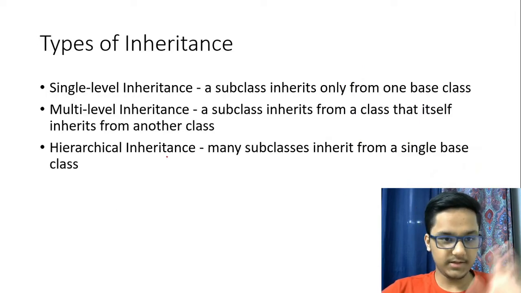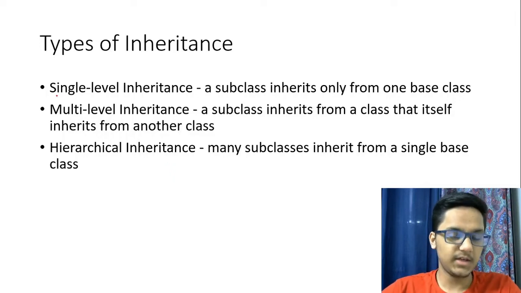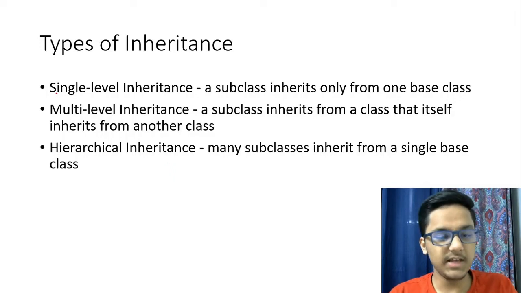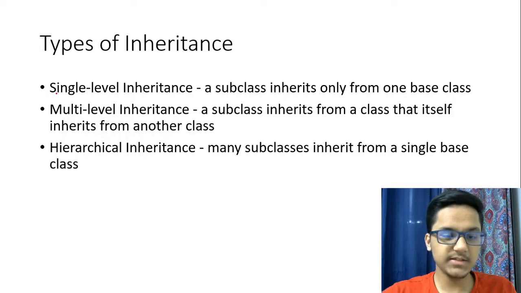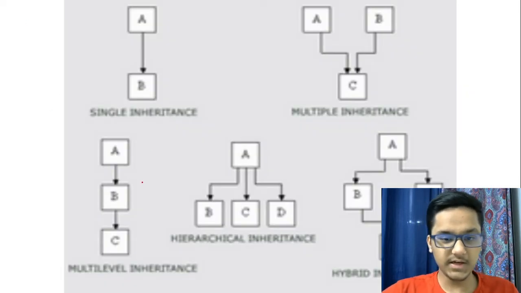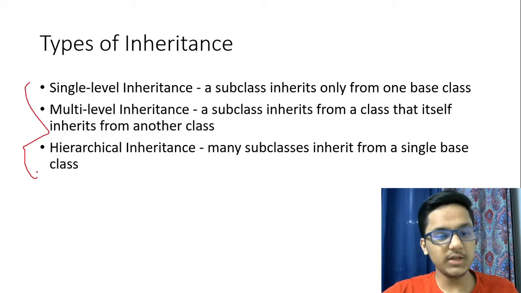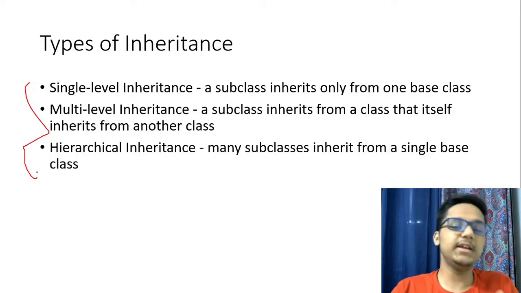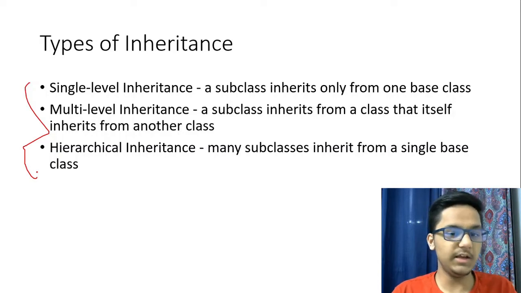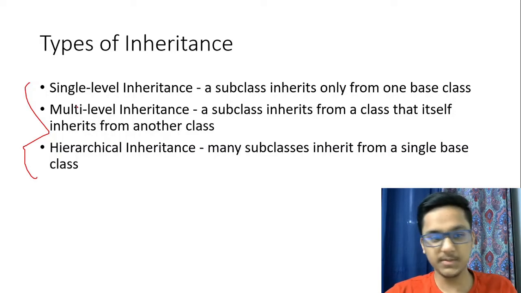Now, there are five types of inheritance, but Java supports only three types. So, those five types are single level inheritance, multi level inheritance, hierarchical inheritance, multiple inheritance, and hybrid inheritance. So, these are all the five types, but Java supports only these three. If you want to implement multiple inheritance and hybrid inheritance, you will need to use an interface, which I'll be covering in a later video. Right now, just know these three main inheritances which Java supports.